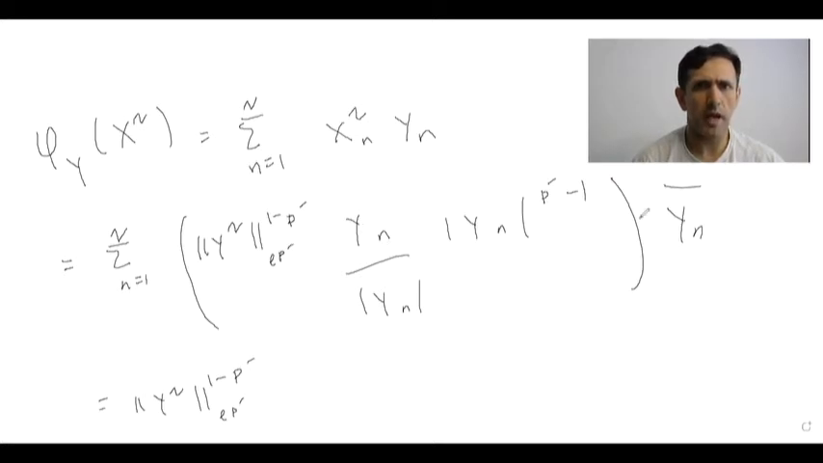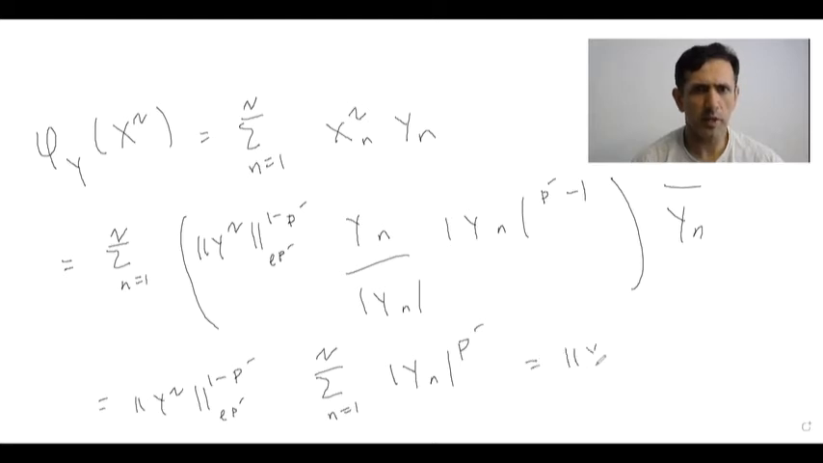Well, this is just going to be modulus y_n squared. That cancels this. So it's modulus y_n. Well, that makes it y_n to the P prime. That's all that's left here. So it's y_n to the P prime.